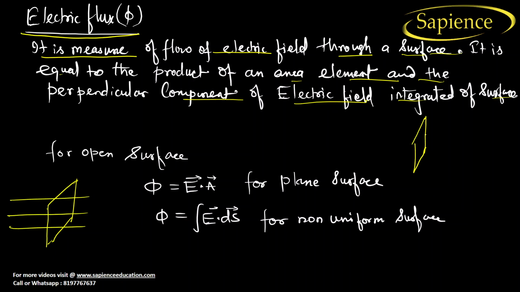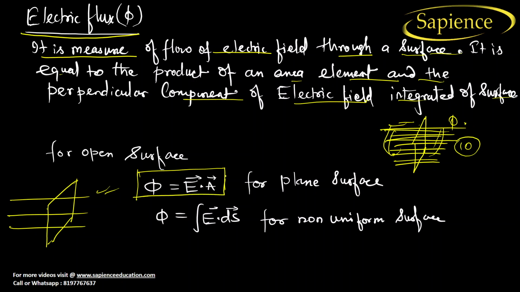1, 2, 3 field lines are passing, and here I am telling you that more than 10 field lines are passing. We can say that the number of electric field lines passing per unit area is the measure of the electric flux. So here the flux is high and here the flux is less. So flux can be written like this. Flux is equal to E dot A for the plane surface. So flux phi is equal to the integration of E dot del S.